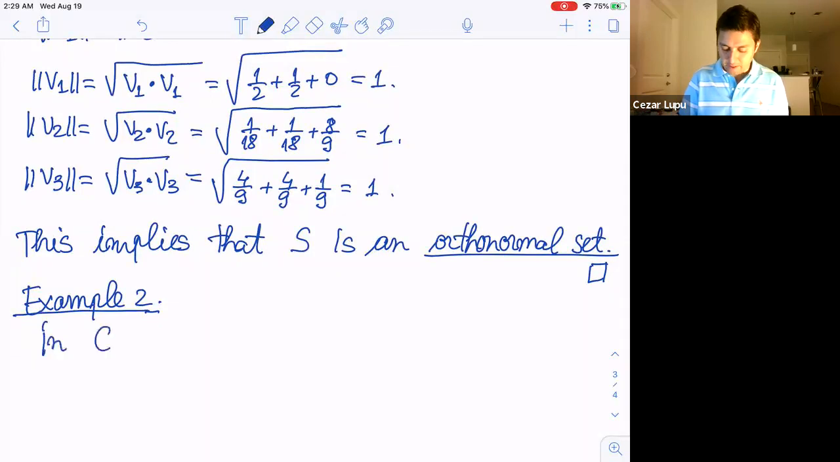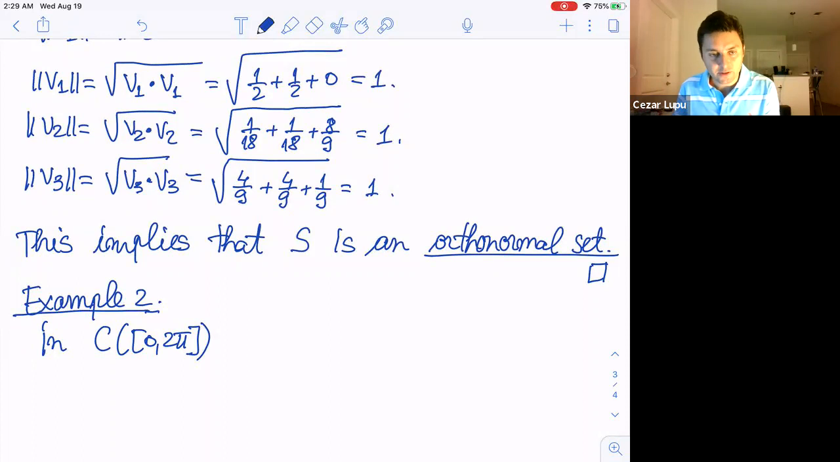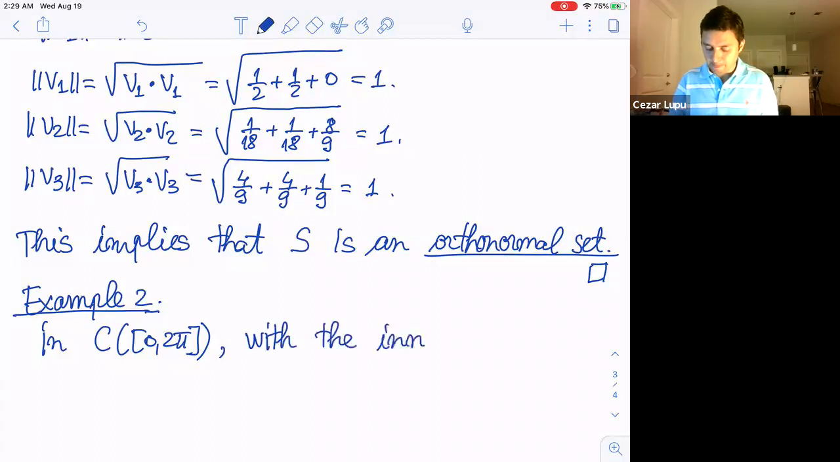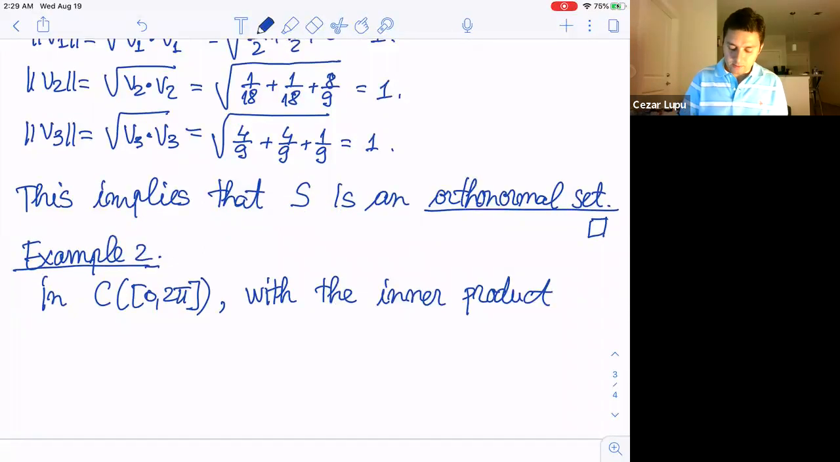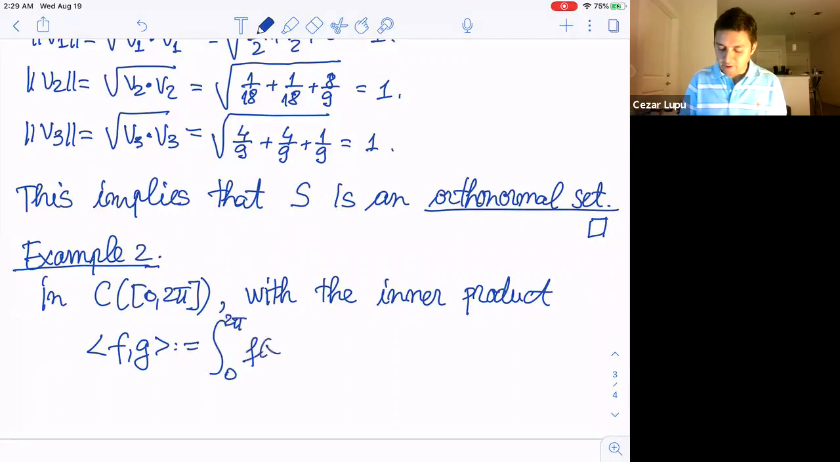We'll define in this space of 0, 2 pi. Again, this is the space of all real-valued continuous functions defined on the closed interval 0, 2 pi. We define this inner product, and as you're used to, the inner product between f and g will be nothing else than the integral from 0 to 2 pi of f of x times g of x dx, right?